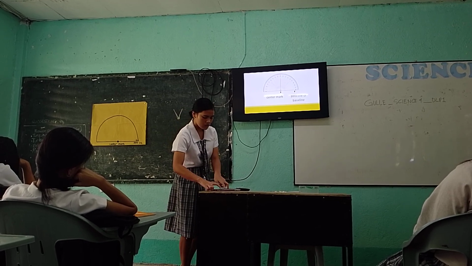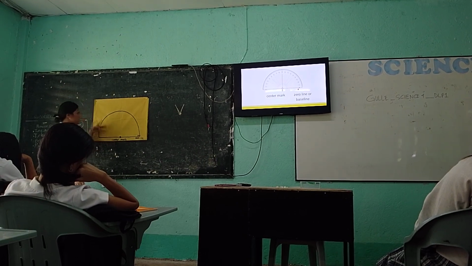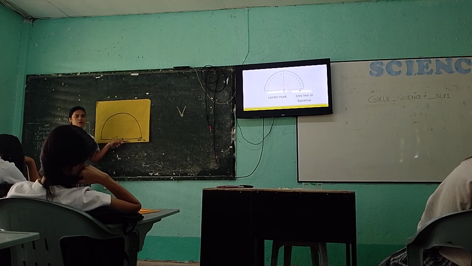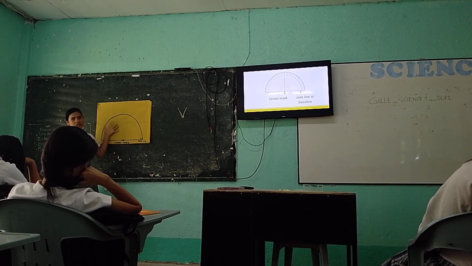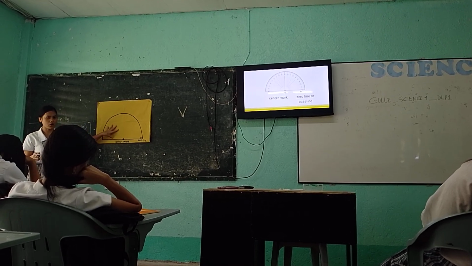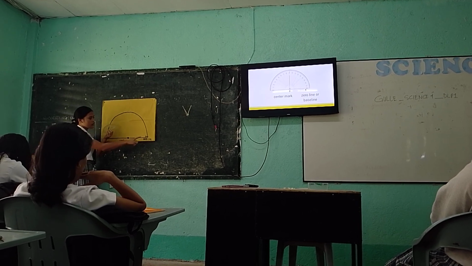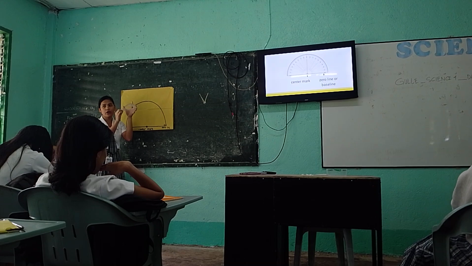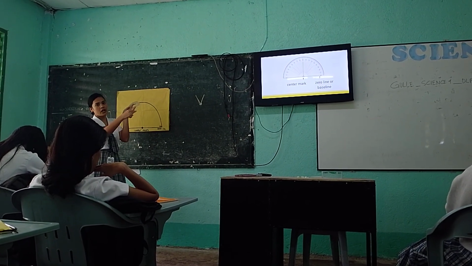So, here is the protractor. Everyone, eyes here. This is the center mark of the protractor. Imagine that this is the protractor. So, the center mark of the protractor is here. Then, these two sides are called the zero line or the baseline.